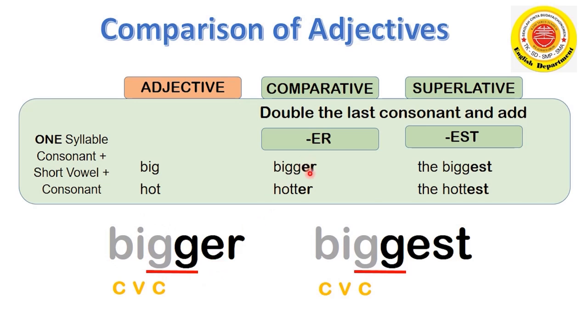untuk comparative-nya. And for the superlative, we double the last consonant and then we plus EST. Okay. So for big, the last consonant is G. So we need to double G. Big becomes bigger with 2G. The superlative is also with 2G.